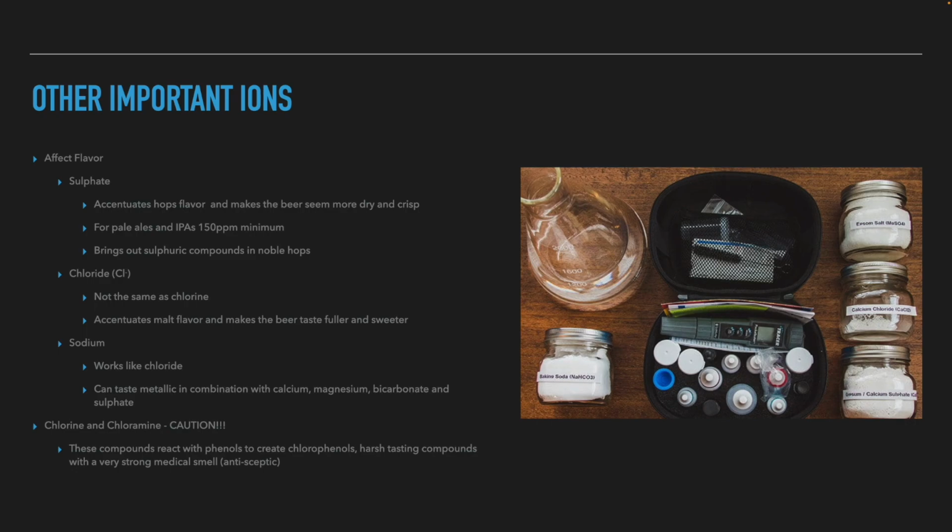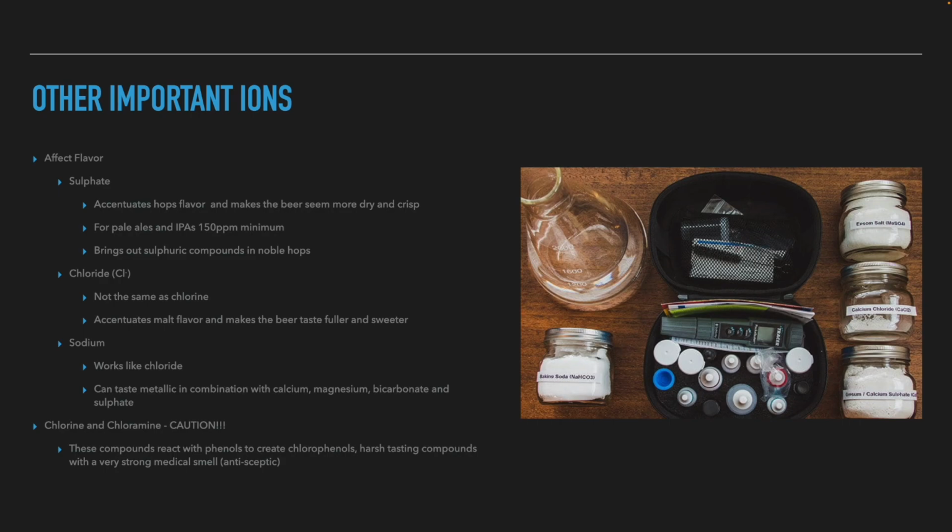The first one to know is sulfate. Sulfate accentuates the hop's flavor and makes the beer seem more dry and crisp. It is especially important for pale ales and IPAs, and those styles often call for a minimum of 150 ppm of sulfates. If we are using sulfates along with noble hop varieties, it will bring out sulfuric compounds that are present in these hops. The second ion to know is chloride.